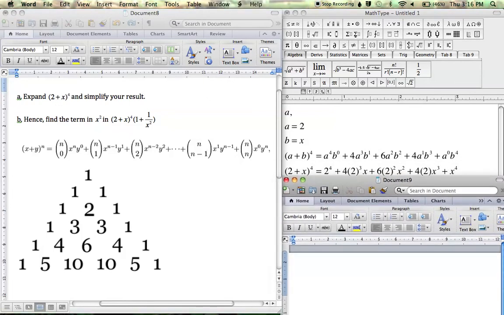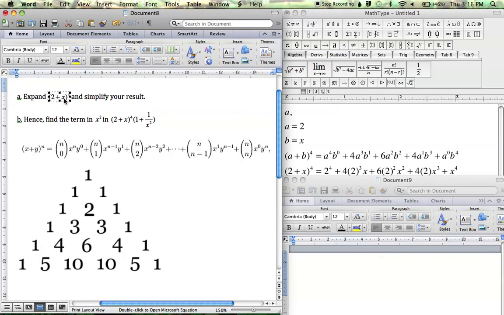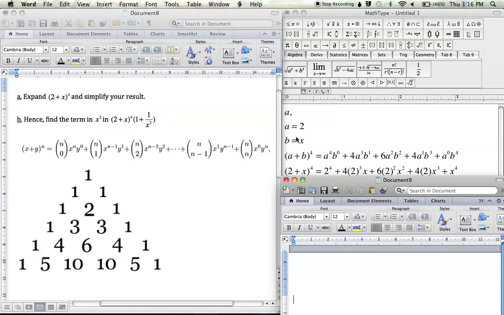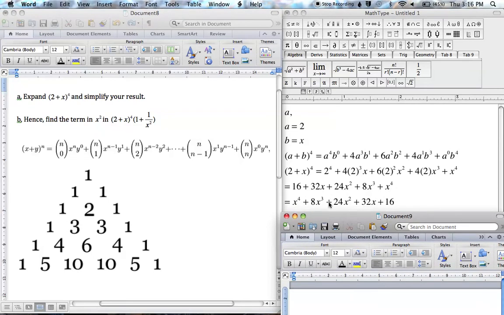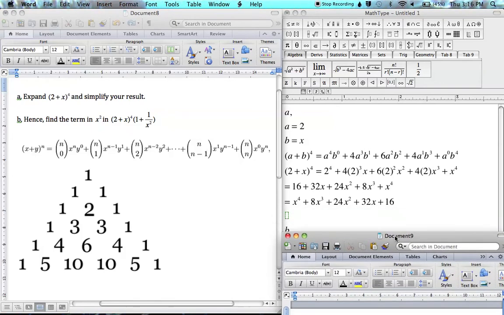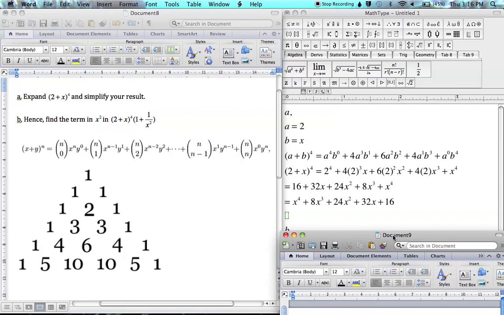As you can see, a is 2 and b is x. So once you sub in those numbers, you have to expand it, and then you're going to get 16 + 32x + 24x squared + 8x to the power of 3 + x to the power of 4. And I just chose to rearrange it here. You can choose to rearrange it from powers of greatest to lowest, which makes the most sense. And that's your answer for part A.